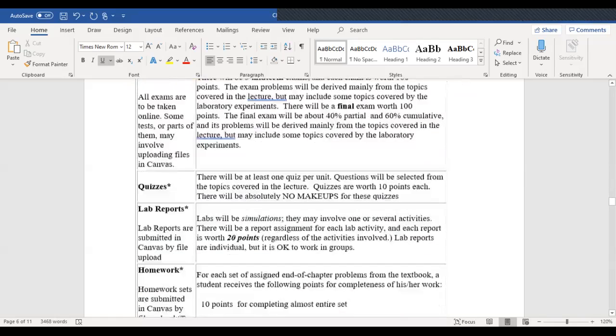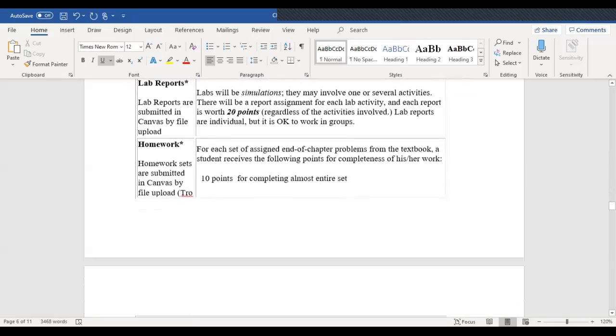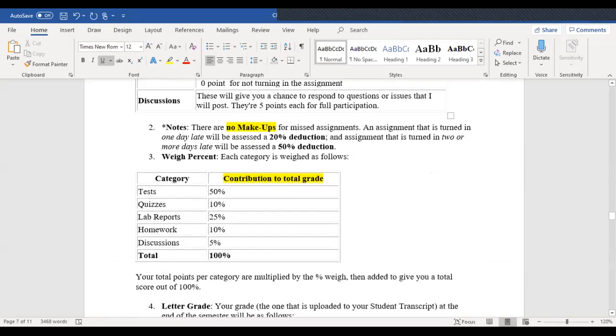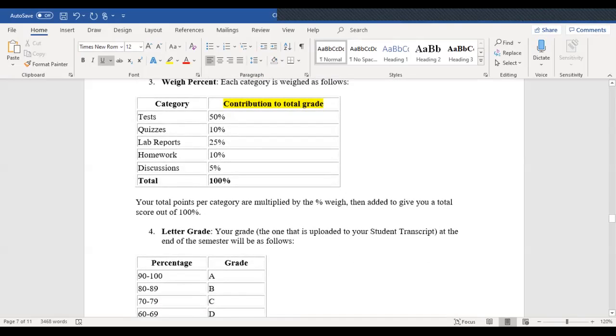So we have exams, we have quizzes, we have lab reports, we have homework. There's a description of those in here. And again, please understand there are no makeups. Now you can turn things in late with a deduction, but there's not going to be makeups. Again, once more, if you have a problem, your internet went out, you had a power outage, your aunt who you're taking care of needed extra help, anything like that, just talk to me, communicate with me as soon as possible.